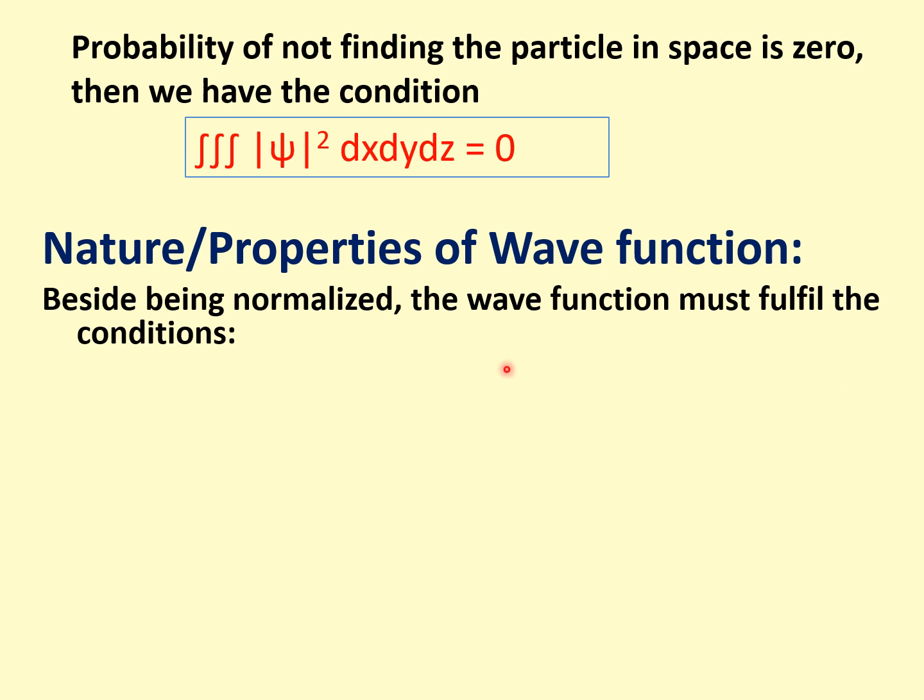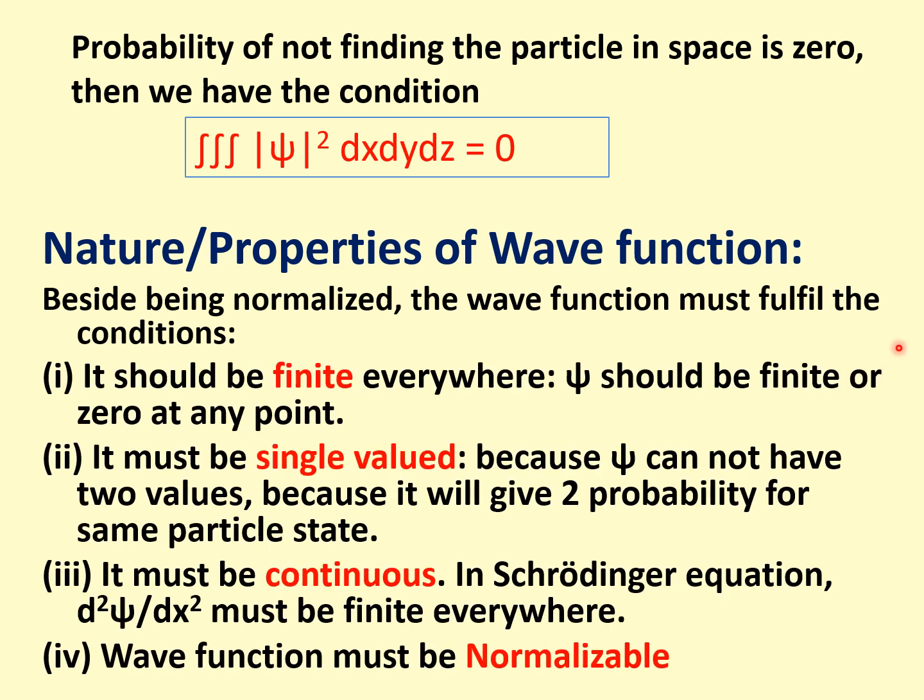Now what are the properties of the wave function? The wave function must fulfill these properties. It should be finite everywhere, and psi should be finite or 0 at any point. It must be single valued because psi cannot have two values, and if psi had two values we would have two probabilities for the same particle state. That is not possible. It must be continuous. In the Schrödinger equation, d2 psi by dx square must be finite everywhere, and the wave function must be normalizable. So there are basically four properties: it should be finite, single valued, continuous and normalizable.